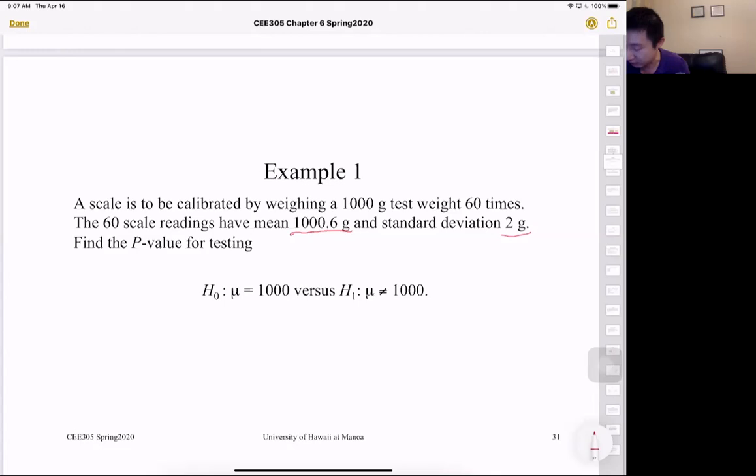First of all, we set up the null hypothesis H0 and the alternative hypothesis H1. The equality line always goes with H0, so we set up like this. The population mean is equal to 1,000, which means the reading is the same as the weight of the test, so the scale is accurate, or the mean value is not equal to 1,000, which means the scale needs to be recalibrated.